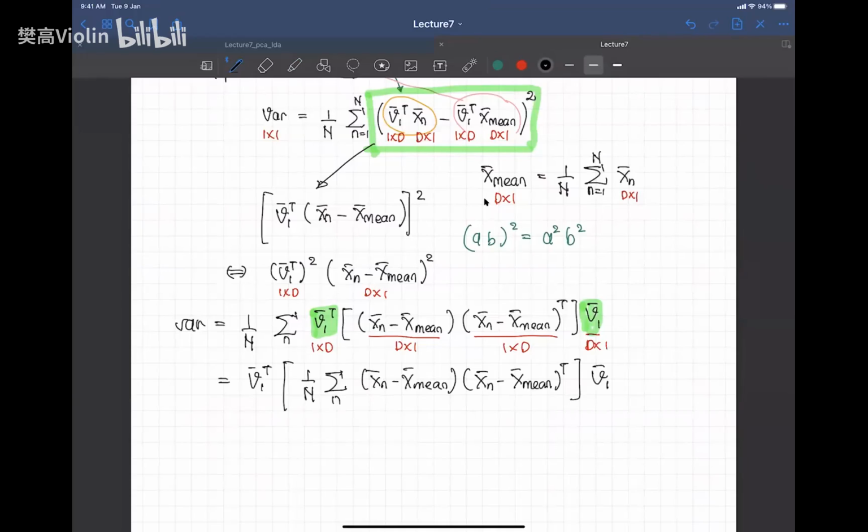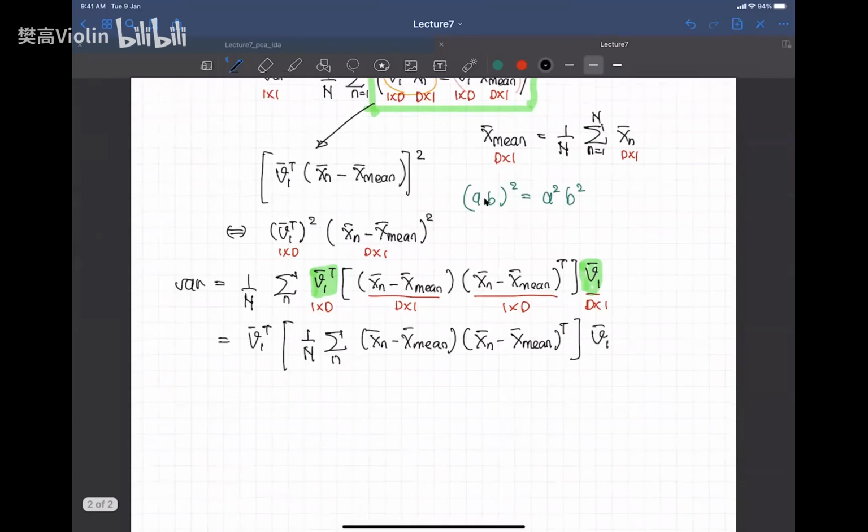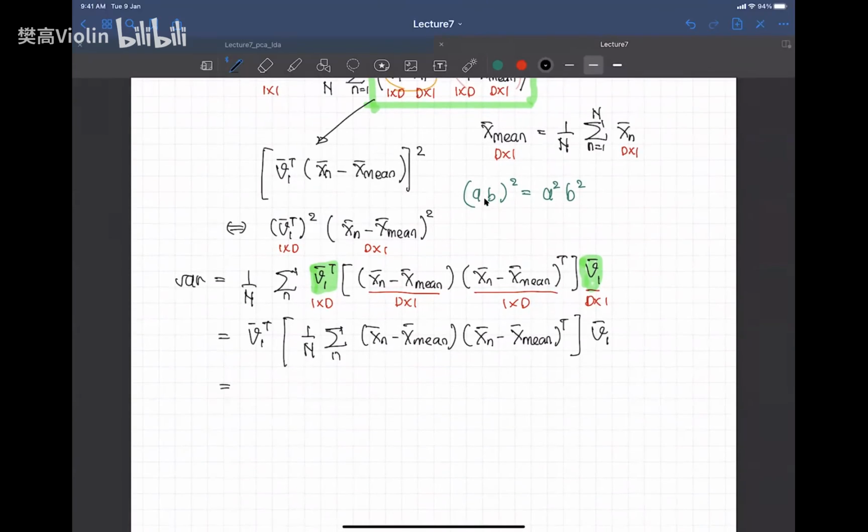Any questions so far? Well, it's just a derivation, right? It's quite obvious. So this one is phi1 transpose. Now the whole thing here can be defined as a new variable S. So this is our last equation. This is a quite important equation here.